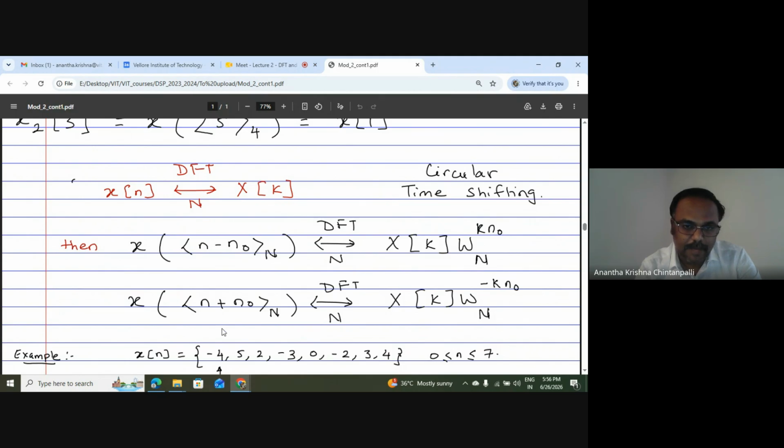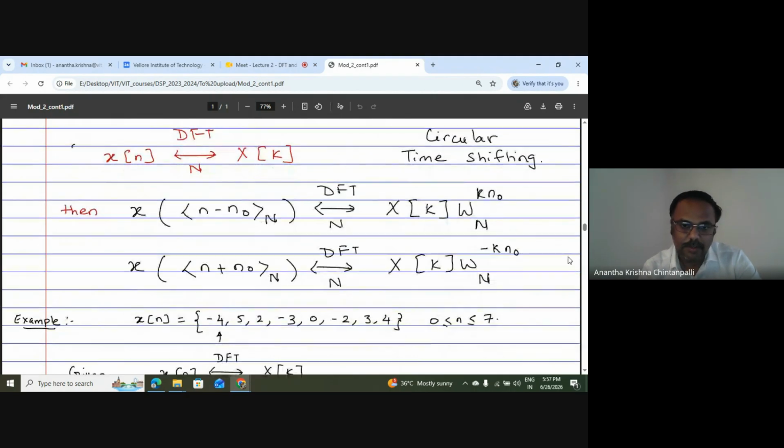So if there is a plus here, then this becomes minus. Okay. All right. So this is very similar to the time shifting property of your discrete time Fourier transform, but there is a subtle difference. You have the modulo here, and again you have the W term, which is nothing but a complex exponential term also, which is being added. Okay, so try to understand the subtle differences between the two particular aspects.